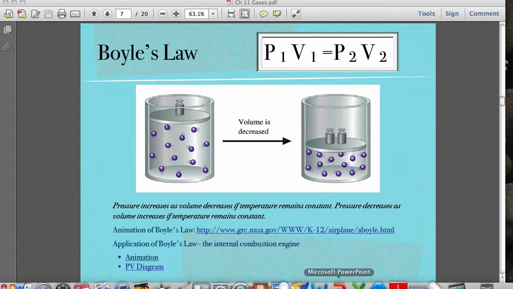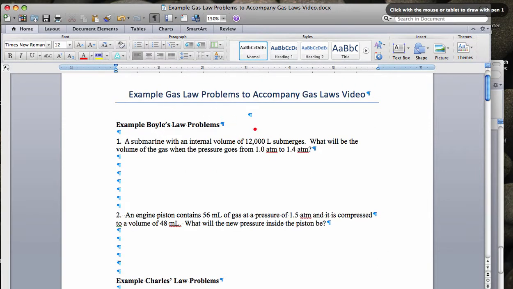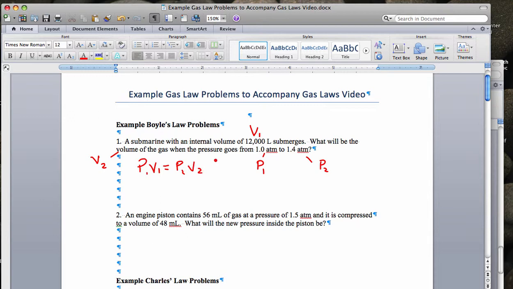Here's a sample problem, and you should have a worksheet that you can follow along. A submarine has an internal volume of 12,000 liters. That's V1. What will be the volume of the gas? Okay, I'm looking for V2. When the pressure goes from 1 atmosphere, that's P1, to 1.4 atmospheres, that's P2. So P1V1 equals P2V2. I'm looking for V2. So it's your preference how you want to do this, if you want to put the numbers in first or rearrange the algebra.